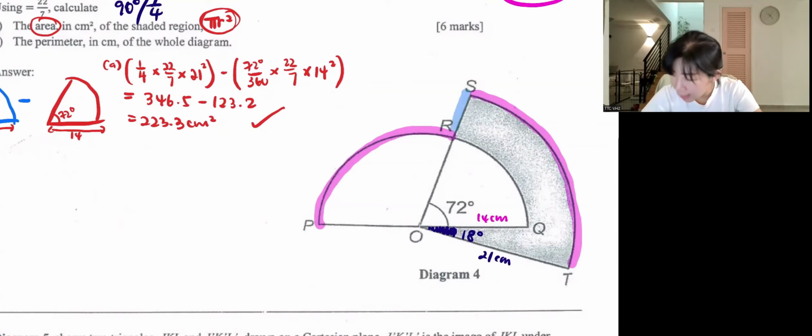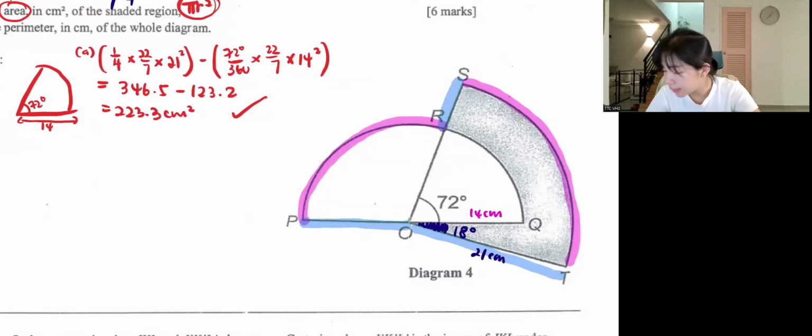So RS, we want this straight line. TO, we want this straight line. OT, we want this straight line. So we have 3 straight lines and 2 arcs, 2 lengths. Straight line, make sure you know every straight line. We know this one is 21. How about O to P? So O to P is 14.